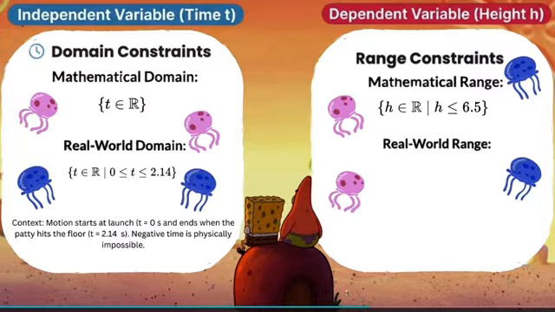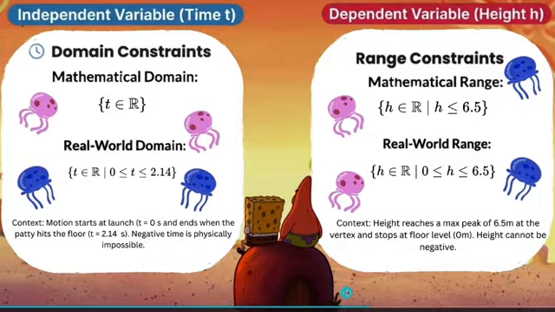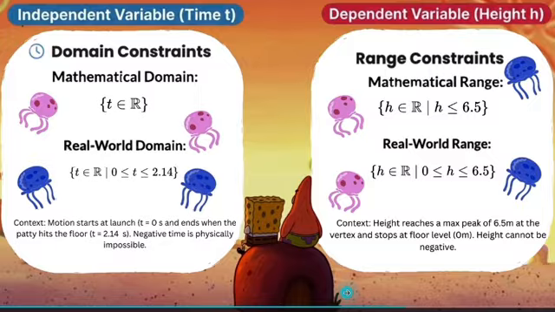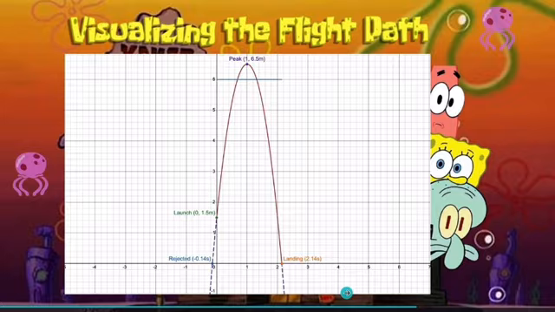For our dependent variable, height h, the mathematical range is h less than or equal to 6.5 meters, but our real-world range is 0 to 6.5 meters, since the patty peaks at its vertex and can't fall below the floor. The solid red curve is our real trajectory, while the dashed purple line shows the rest of the mathematical parabola outside our domain. Starting on the left, our green launch point shows the patty leaving the spatula at 1.5 meters.